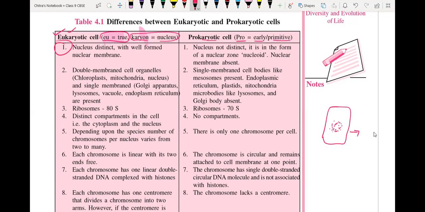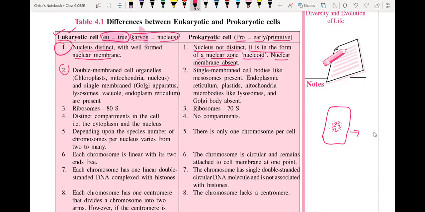First difference: the nucleus is distinct in eukaryotes. Why? Because the nucleus is formed by a definite nuclear membrane. But in the prokaryotic cell no distinct nucleus is present. That means no nuclear membrane is present. It is in the form of a nuclear zone, meaning a dense structure present at the center of the cell, which we consider might be the nucleus. It is also termed nucleoid. The nuclear membrane is absent in the prokaryotic cell.